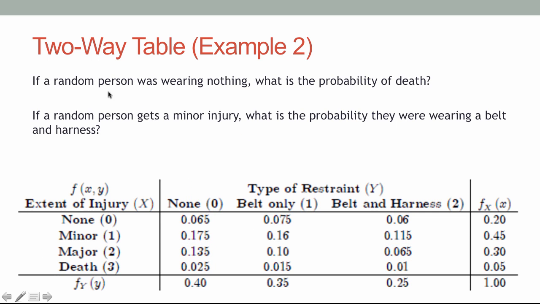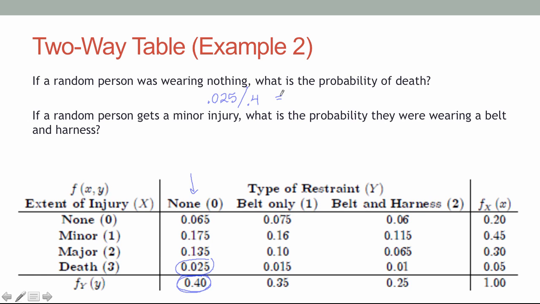Here's some conditional probabilities. If a random person was wearing nothing, what is the probability of death? Okay. Let's pull up my pen. So if a random person was wearing nothing, now we're focusing on this 40% of the population right here. Out of that 0.4, what is the probability of death? It is 0.025 out of 0.4. I'm going to divide those two numbers.